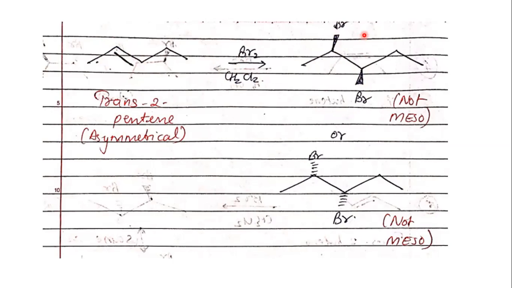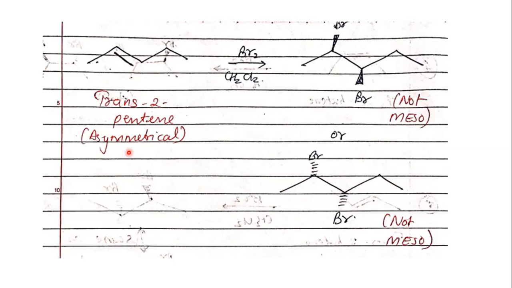No, it is not. If I break it down from here, the Br will match, but the carbon won't match. There is a methyl group here, whereas there is an ethyl group here. So this is not a meso compound. Similarly, if there is a dash structure, again if I break it down from here, the symmetry is lost because of the methyl group here and the ethyl group here.